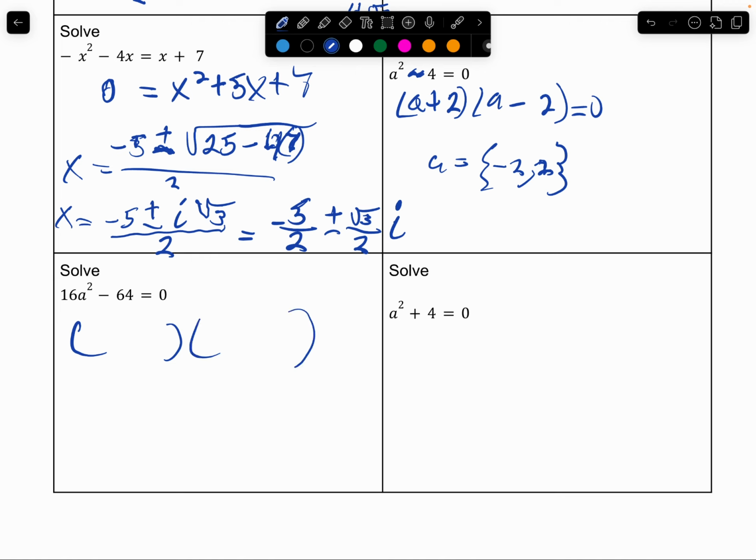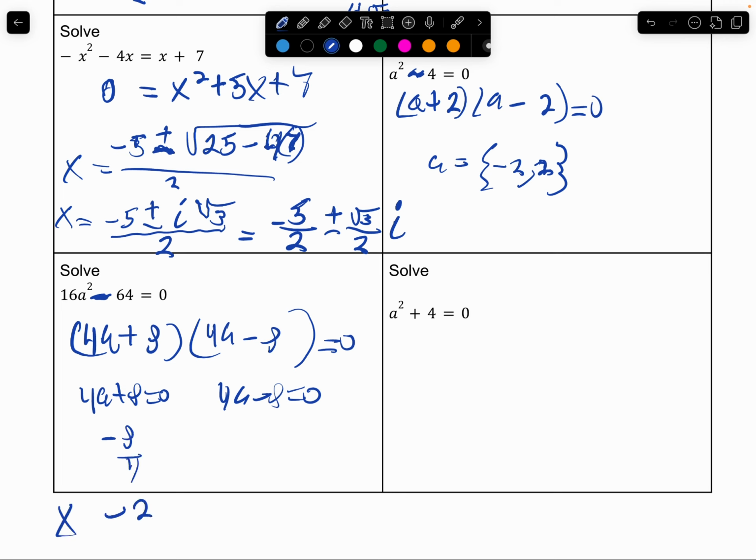Looks really close because you have 16a squared can be 4a times 4a. And we have a plus minus because it's a difference of squares. We don't do this when it's a plus, right? So we have 8 and 8. So that's equal to 0. So 4a plus 8 equals 0 and 4a minus 8 equals 0. Minus the 8 divided by 4, negative 8 over 4. That's negative 2. So a equals negative 2. That's one of the answers. And then the other one is plus the 8 to both sides. And then divide by 4, that's going to be 2.